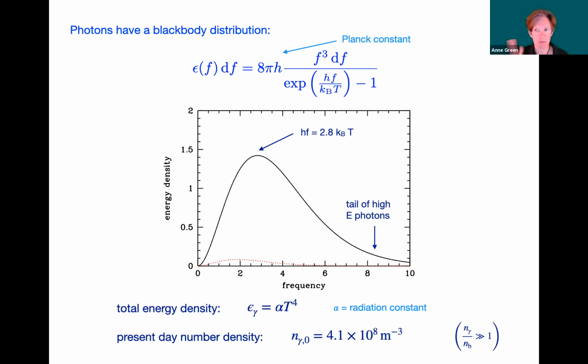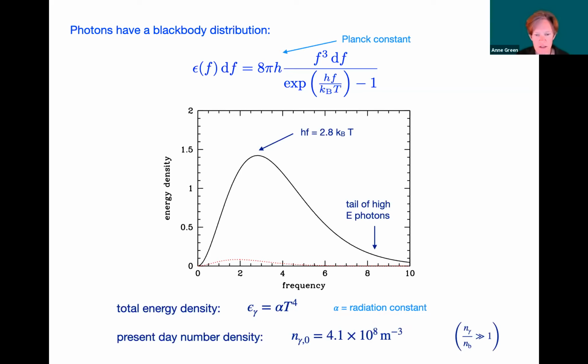And as we'll see when we come on to the thermal history of the universe later, this tail of high energy photons has some important consequences. And overall, if you integrate this distribution, you end up with a total energy density that is given by a constant alpha, called the radiation constant, times the temperature to the power of 4.